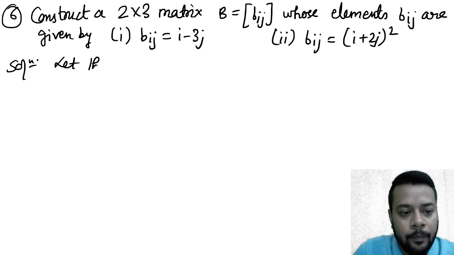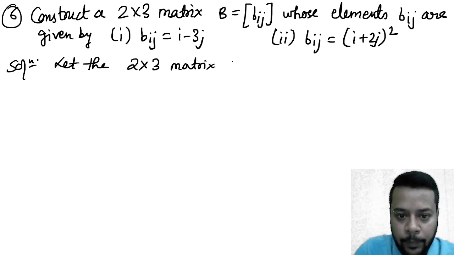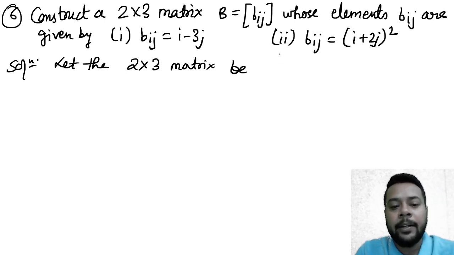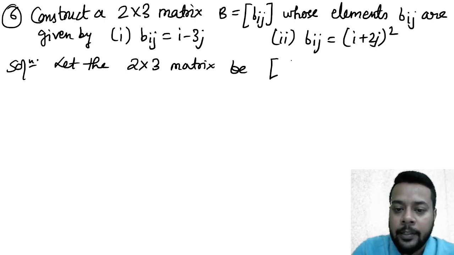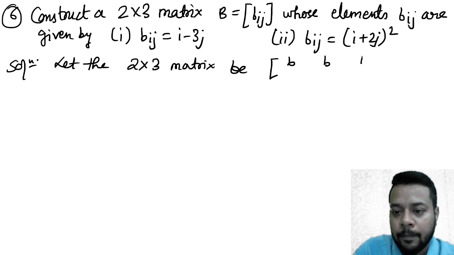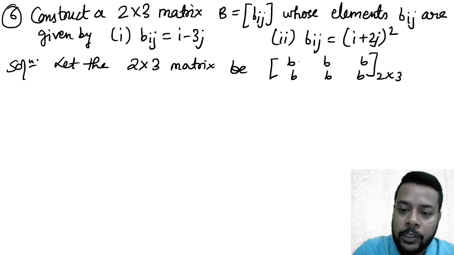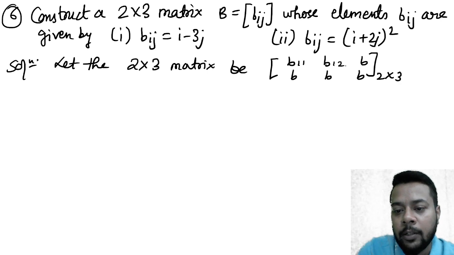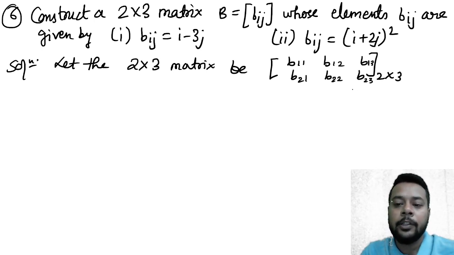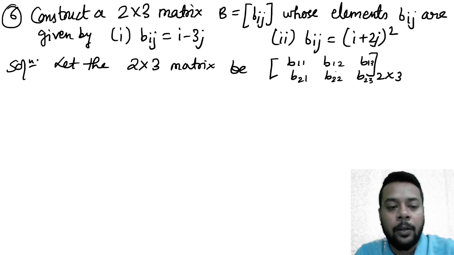Let the 2 by 3 order matrix be like this. 2 by 3 matrix means what? 2 rows, 3 columns, right? Something like this, 2 rows but 3 columns. This is a 2 by 3 matrix. Talking about position values, this is first row first column, first row second column, and first row third column. This is second row first column, second row second column, and second row third column. So this is how the 2 by 3 matrix will look.